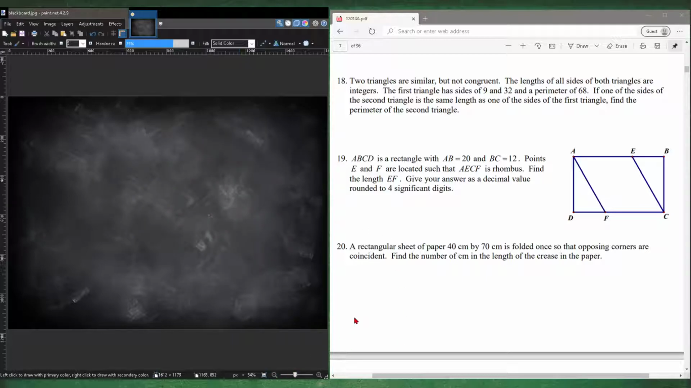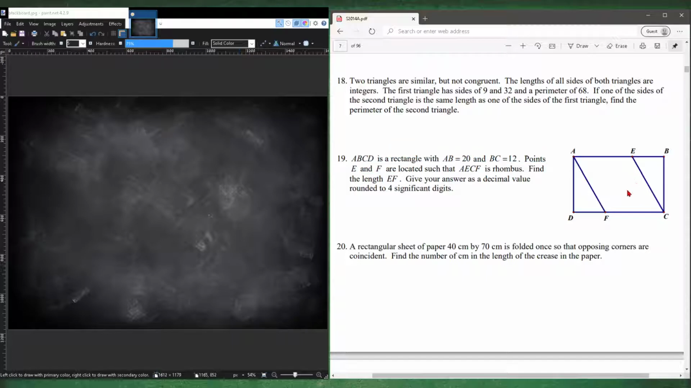Okay, number 20. A rectangular sheet of paper 40 centimeters by 70 centimeters is folded once so that the opposing corners are coincident. Find the number of centimeters in the length of the crease. Okay, so they actually gave you a hint to how to solve this, and it's in question 19.